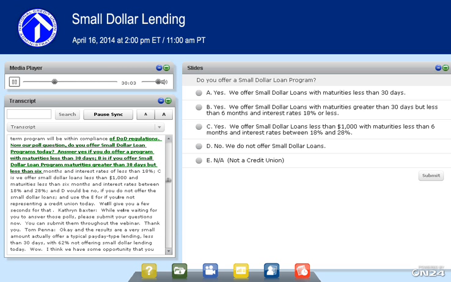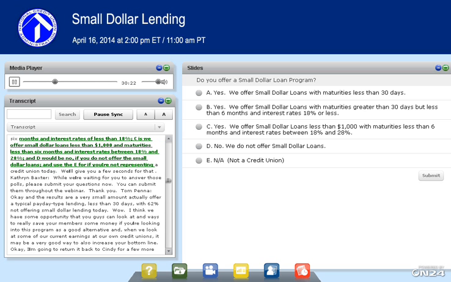Now, our poll question for this is: Do you offer small dollar loan programs today? Answer A if you offer a program with maturity less than 30 days. B is if you offer a small dollar loan program with maturities greater than 30 days but less than 6 months and interest rates of less than 18%. C is we offer small dollar loans less than $1,000 with maturities less than 6 months and interest rates between 18 and 28%. And D would be no if you do not offer small dollar loans. And we use E if you're not representing a credit union today.